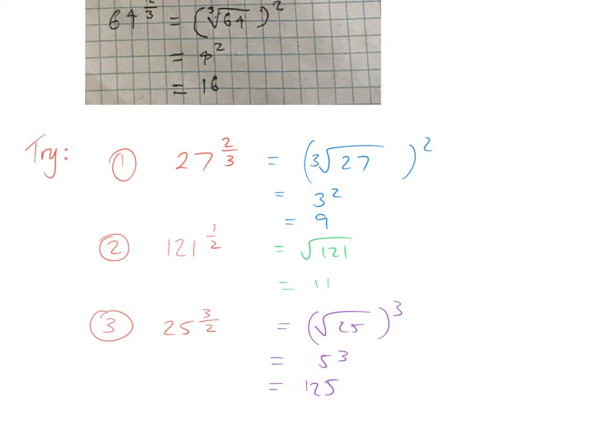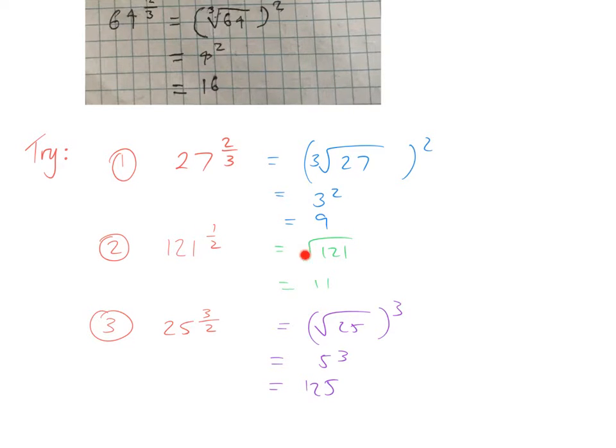Okay, and the answers were as follows. Again, show all your work. The more work you can show, the better. So the over 3 bit meant the cube root. The top number means I squared it. Cube root of 27 is 3. And then 3 squared, because you still have that squared there. 3 squared is 9. 121 to the power of a half just meant you square root it.